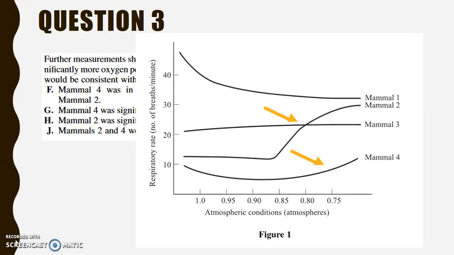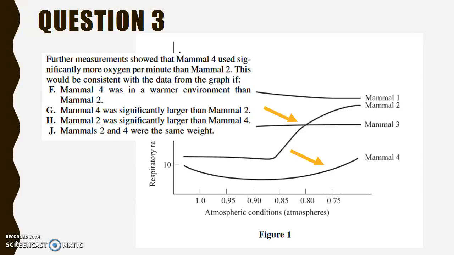The only way that this could be possible and mammal 4 still get more oxygen is if mammal 4 were taking in more oxygen for every breath. The way that mammal 4 could take in more oxygen for every breath is if it were a bigger animal. If we come back to our answer choices, we can see that answer choice G states that it would have to be significantly larger than mammal 2.